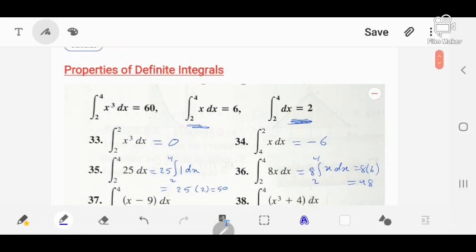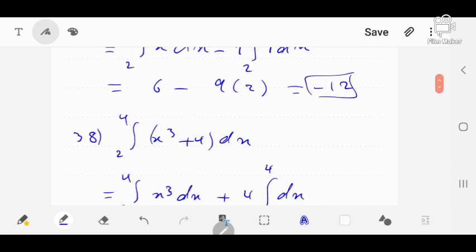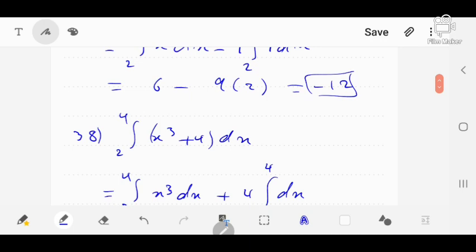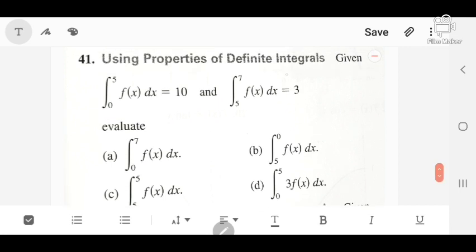I'll try to do one more question to explain the addition property again, or when you add a constant like c in the middle, when you want to divide the integration, the additive interval property. Okay, let's have a look at this question. Use the properties of definite integral. Given that 0 to 5 of f of x dx equals 10, 5 to 7 of f of x dx equals 3. Note that we don't have f of x, so we don't know it. We need to depend on the given information only.